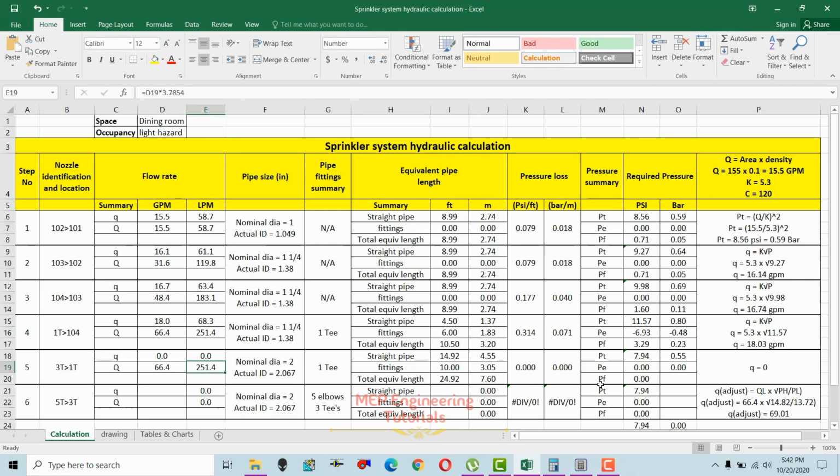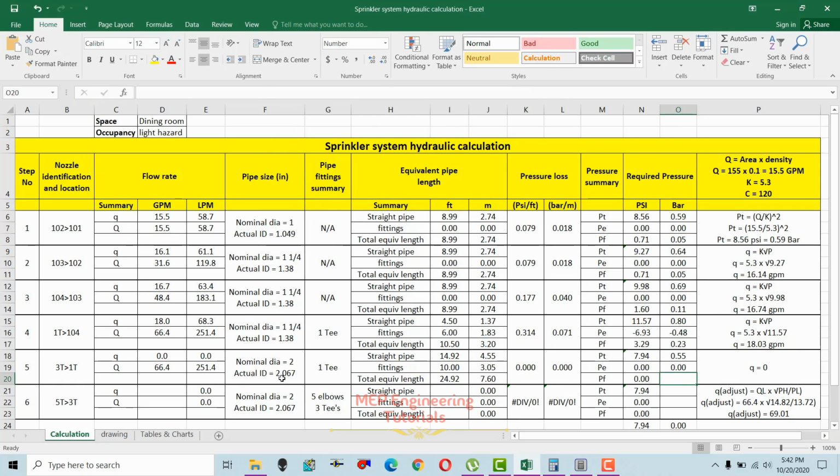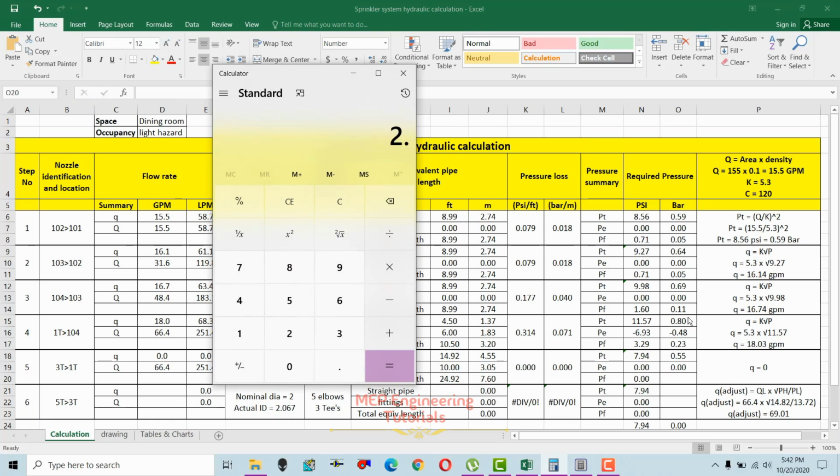So we have to calculate PF, that is the pressure loss due to pipe friction, using this hydraulic calculator. At this point we have 2 inches, internal diameter is 2.067, times 25.4 to convert this into mm, so 52.5 mm.